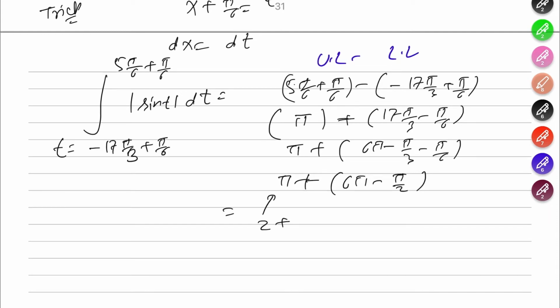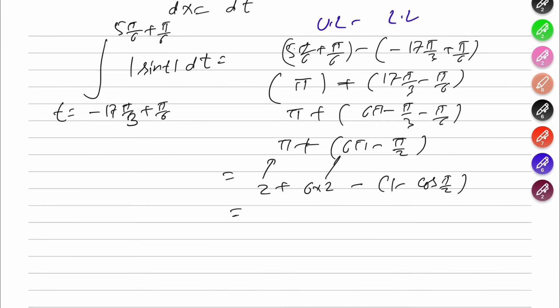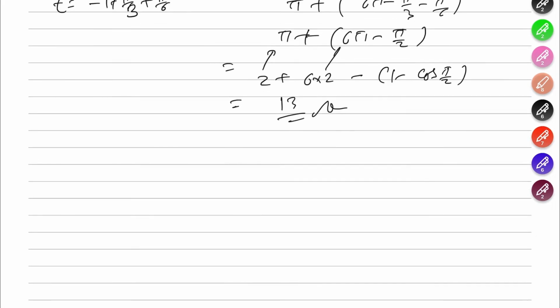Okay, now since we are integrating the sine function, pi means 2, and again this is 6 pi, so 6 pi means 6 into 2, plus, since we are dealing with the sine function and pi by 2 is a value from 0 to pi, we can write it as 1 minus cos of pi by 2, so that becomes 12 plus 1, that is 13. So that is the answer.